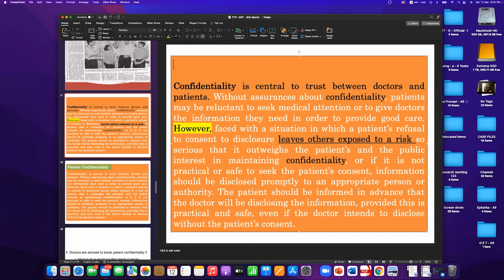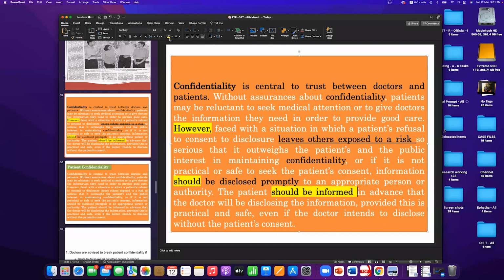So what do you think will be the question? And here, do you have any other modal verbs? Could you find any modal verbs? May, should be disclosed promptly. Should be disclosed promptly. Again, you have the patient should be informed in advance. Should be informed. Does it mean must be informed? No. Just no.